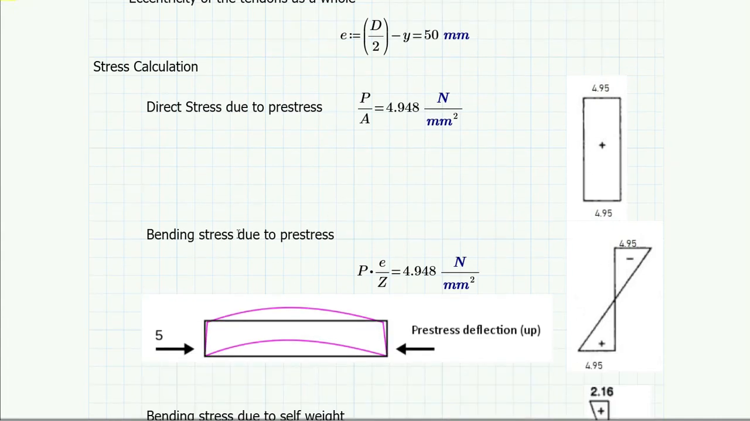Now the bending stress that can develop due to pre-stress, because we have already discussed that if there is eccentricity along with the direct stress, there will be some bending stress.